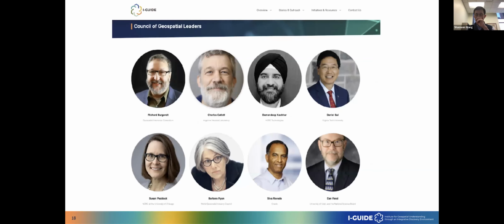So our evaluation knowledge transfer team has help from a council of geospatial leaders, a distinguished group of not only academic colleagues, but also industry colleagues and the service sectors as well. So we got advice from this group of folks addressing how we would work with the broader constituency in terms of increasing the impact zone of iGuide, but also benefit the broader community in terms of knowledge transfer.